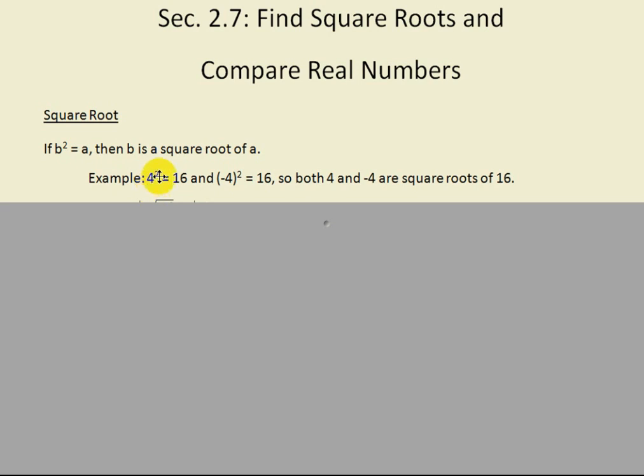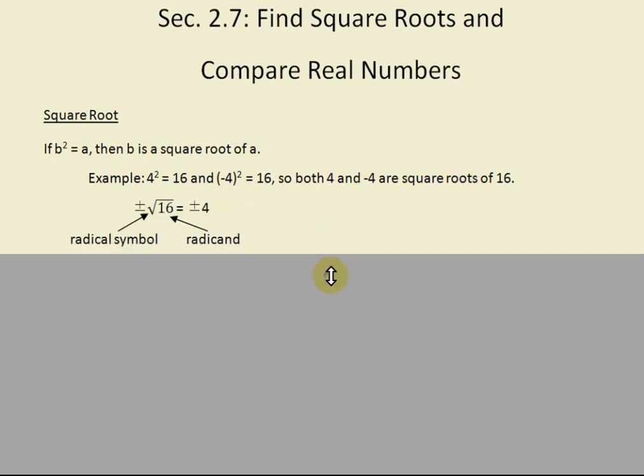If you take 4 and square it, you get 16. That means 4 is a square root of 16. But also notice that if you take negative 4 and square it, negative 4 times negative 4 is a positive 16. So both 4 and negative 4 are square roots of 16.